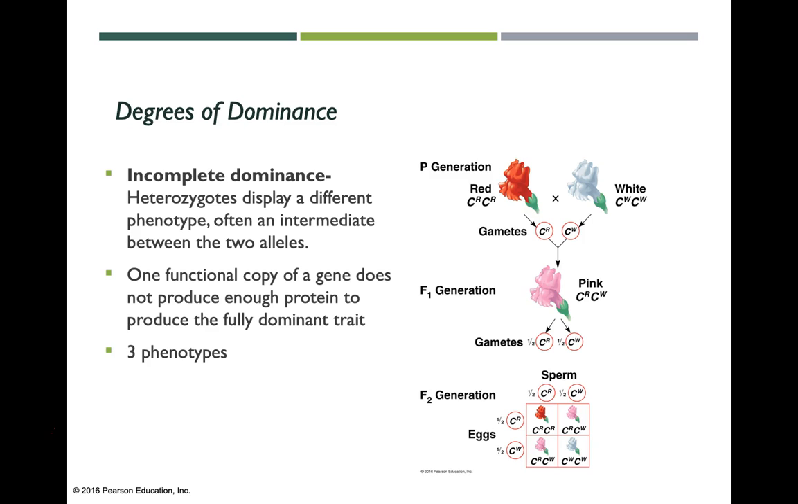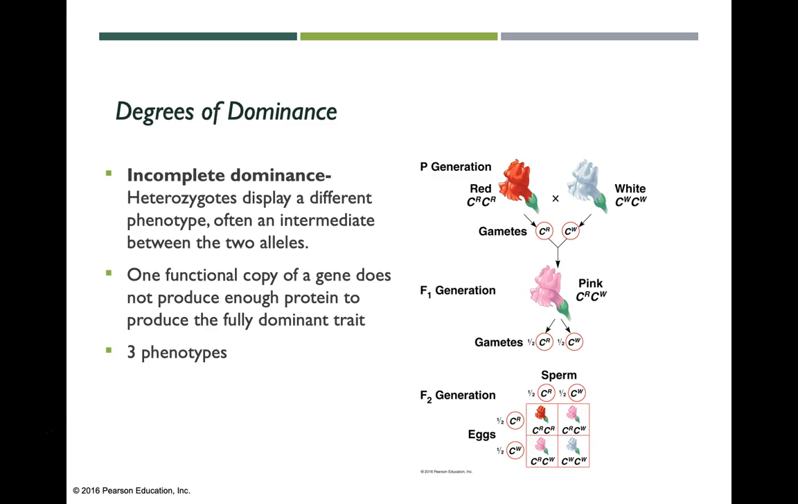So here we have red or white flowers. These are snapdragons. And in incomplete dominance, we get pink flowers produced. The reason for this is that when you have a red flower, you're getting two genes producing red pigment. When you have a white flower, you're getting no genes producing red pigment or color pigment. In the pink, in the heterozygote, you only have one gene producing pigment, and that's not enough to fully display that red phenotype. And so instead, you get a light red or a pink.